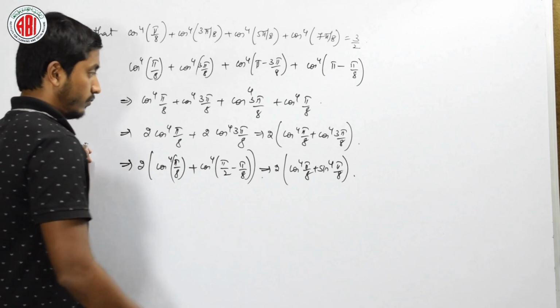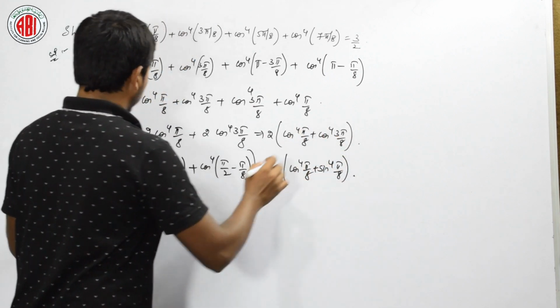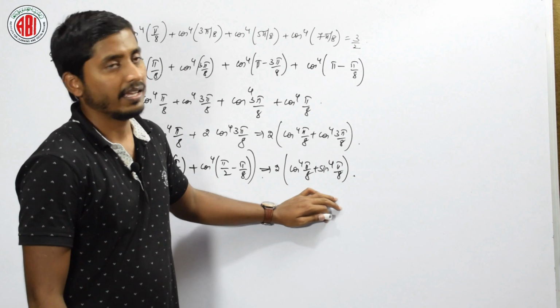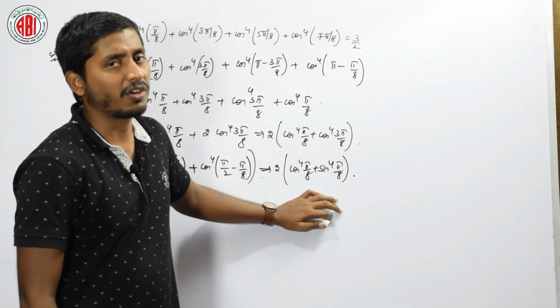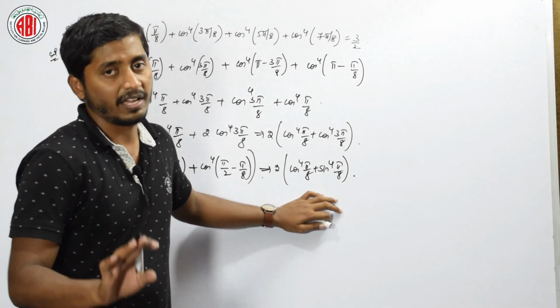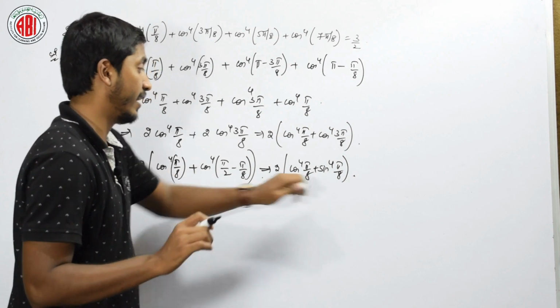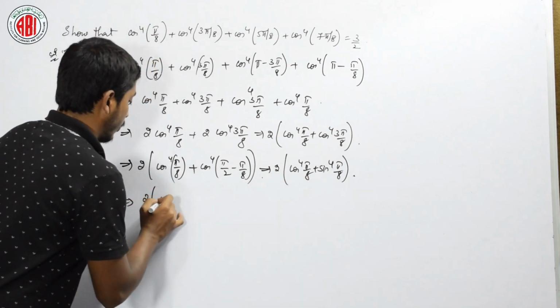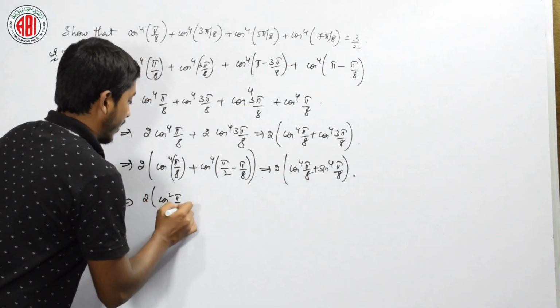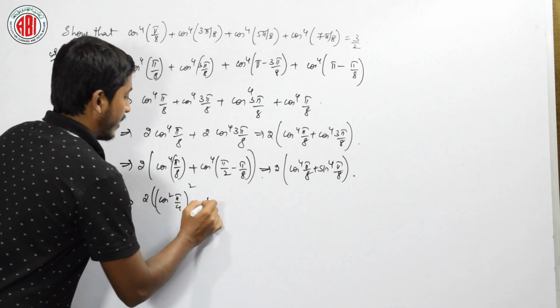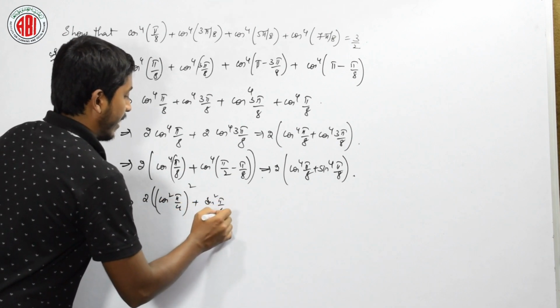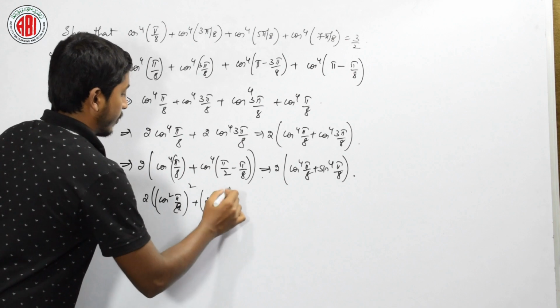Next, this. Do we have any relation for cos power 4 and sin power 4? We have only cos square plus sin square. Let us write it like that: 2 into (cos square pi by 4 whole square plus sin square pi by 8 whole square).